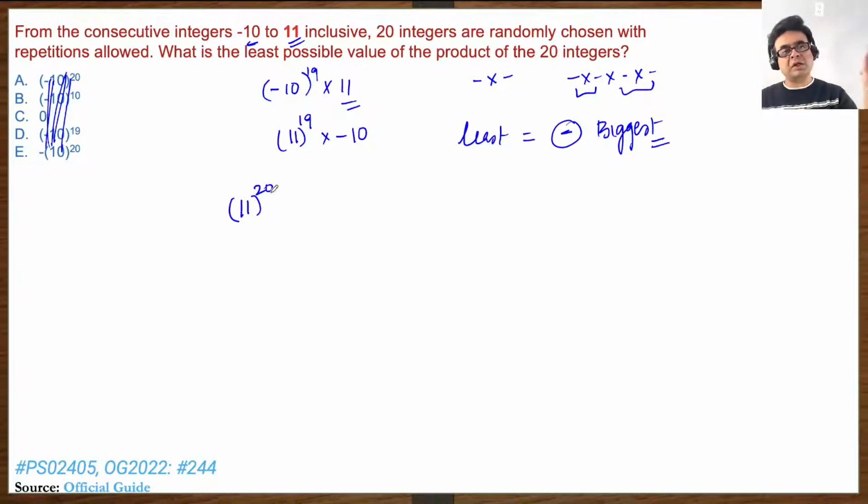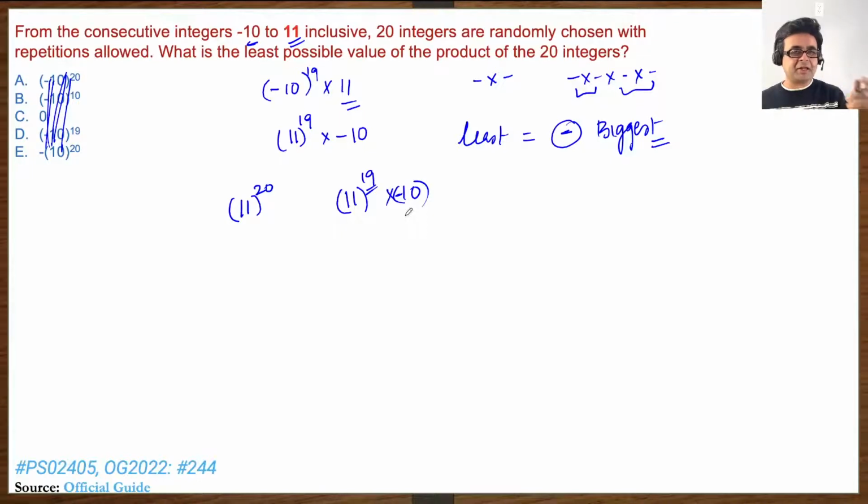Technically my biggest magnitude would be 11 to the power of 20. If I choose all the numbers as 11, then that will be my biggest number. However, that is all positive. I have to find a way to get the biggest number, but with a negative sign. So the other option would be 11 to the power of 19 multiplied by 10. This will be the biggest magnitude. We have 19 elevens here and we have minus 10 here to get to the least possible number.